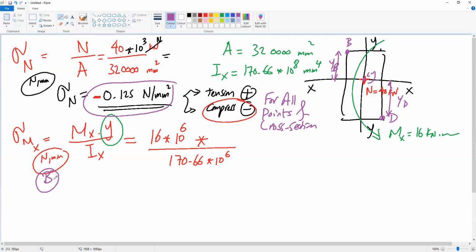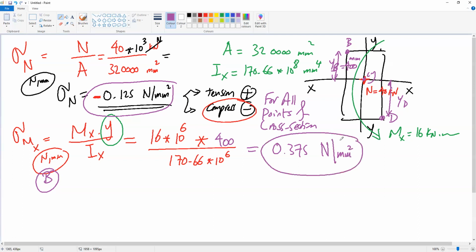If we want to calculate at B, how much is YB? YB is 400 millimeter. If you calculate this stress, you will find it equal to 0.375 Newton per millimeter square. Again, the stress from the moment can be tension or compression, because any moment makes tension on one side and compression on the other side.